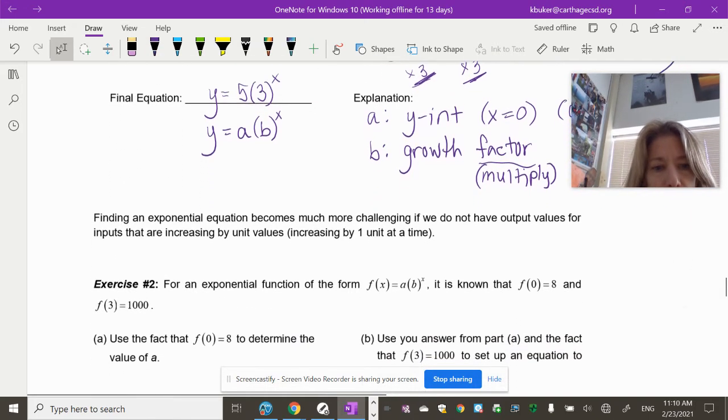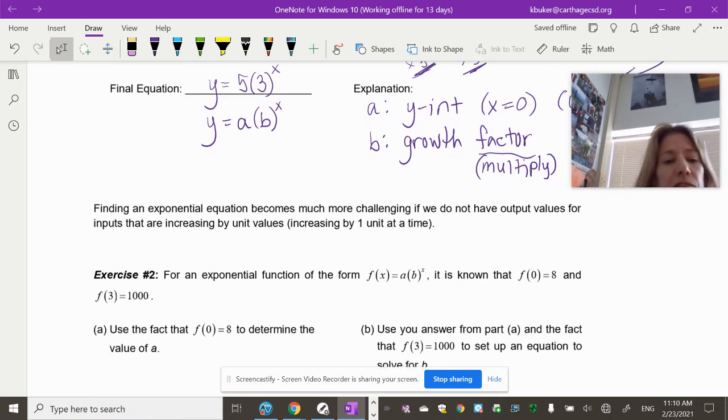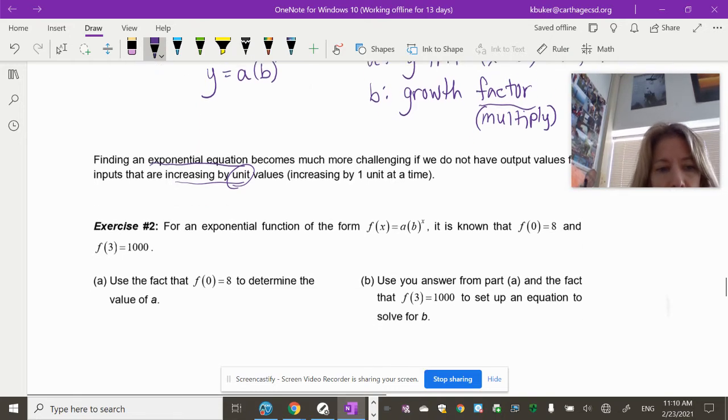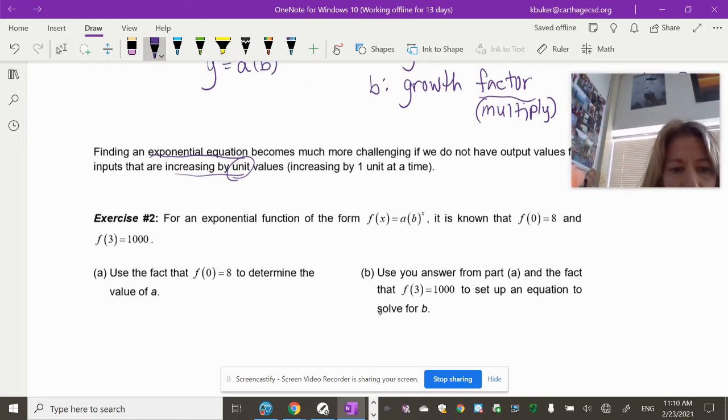Okay, so now it says finding exponential equations is much more challenging if we're not increasing by unit values. Okay, this is what we're talking about, if the x is not going up by 1. All right, so they want us to find this exponential function or equation if we know f of 0 is 8 and f of 3 is 1,000.